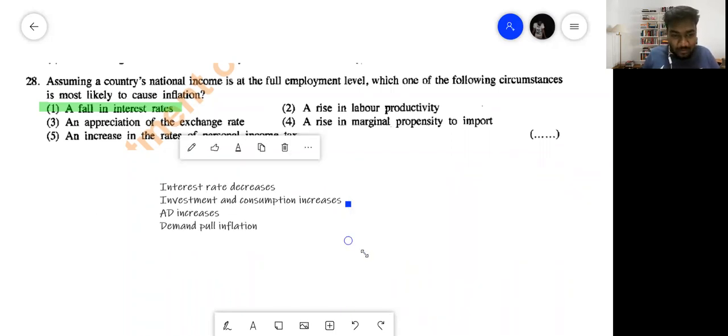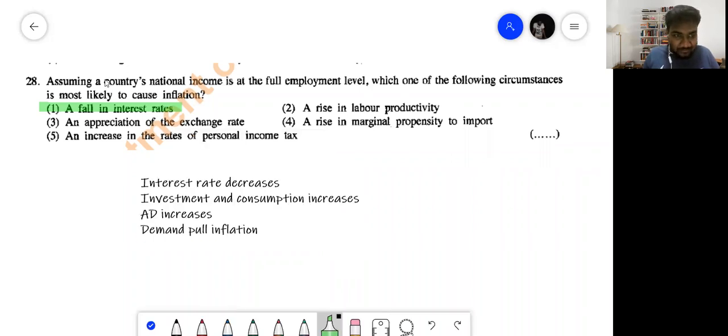Now the other stuff. Now remember, guys, it's the first one. A rise in labor productivity will increase aggregate supply. So if the aggregate supply increases, the price levels will actually fall. So not the second one, right? Appreciation of the exchange rate. If the exchange rate starts appreciating, then what happens? Your exports will fall, right? I'm hoping you all can connect to unit number 10 a bit, right? Exports fall, imports increase. So net exports is falling. Net exports falling means aggregate demand is falling. So aggregate demand falling, you will not have demand pull inflation. The price levels will fall.